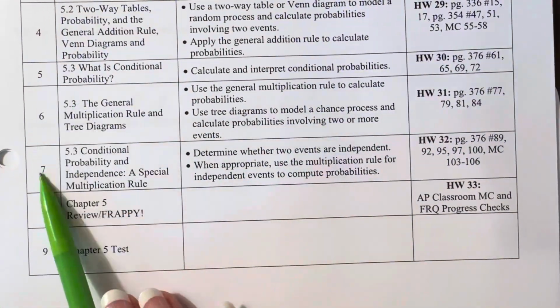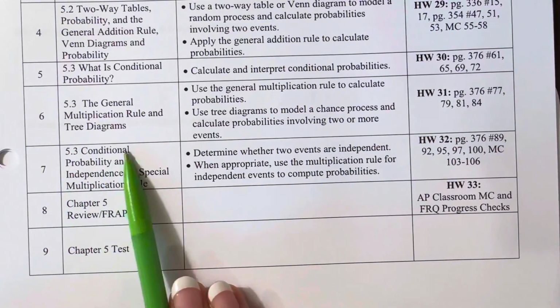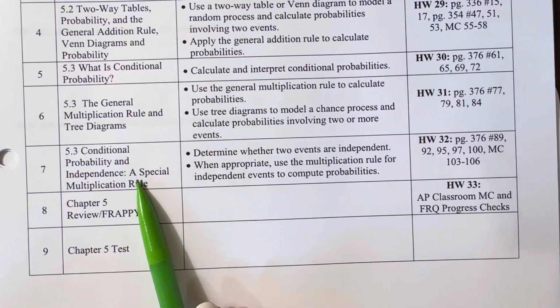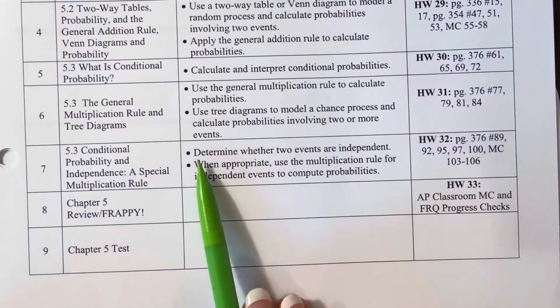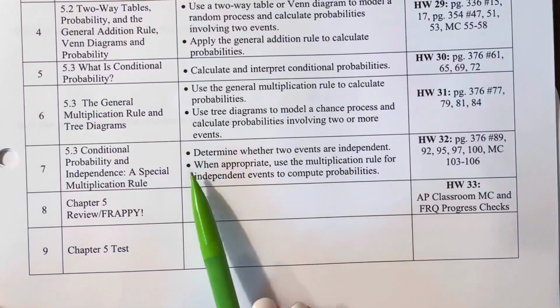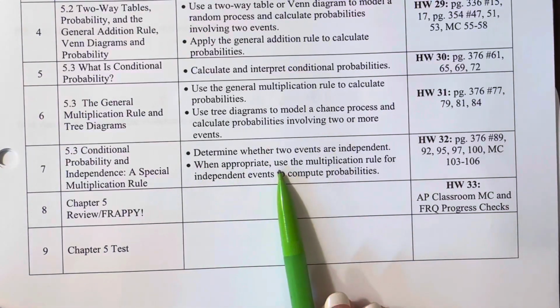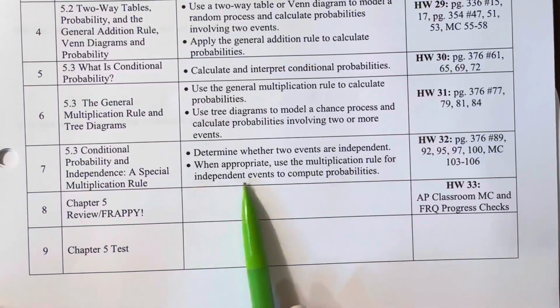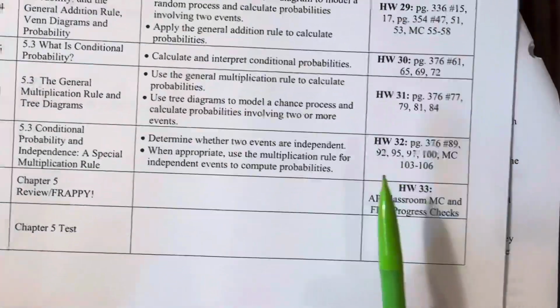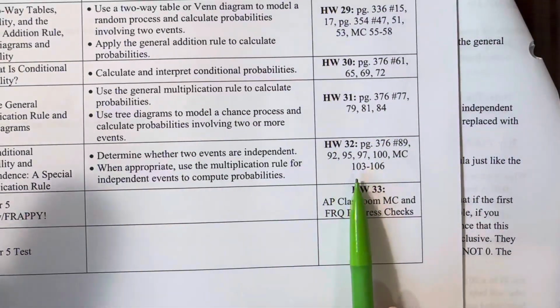We are on day 3 of Section 5.3, Conditional Probability and Independence, a special multiplication rule. By the end of this lesson, you'll be able to determine whether two events are independent, and also, when appropriate, you'll be able to use the multiplication rule for independent events to compute probabilities. As always, try this assignment after our lesson.